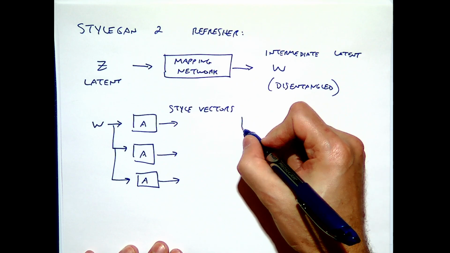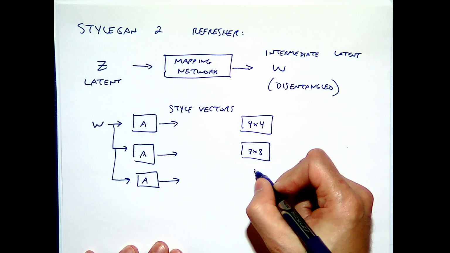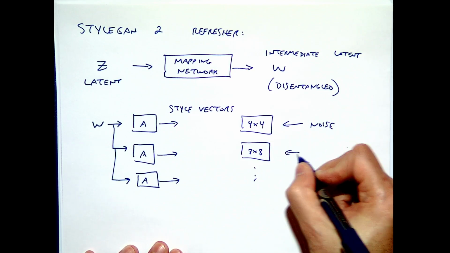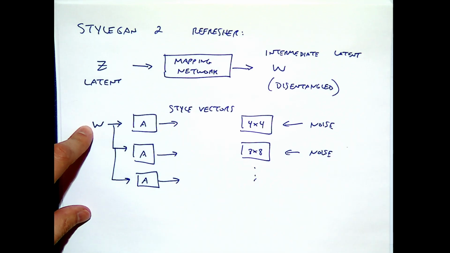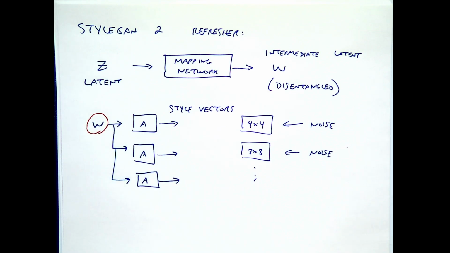And then these would go into different resolutions, right? So the top one would be 4x4, and the next one would be 8x8, and so on. And then I would add some noise in here. You can go back and look at the StyleGAN lecture for a refresher on how this works. But basically, the key idea was this disentangled latent space W, right?